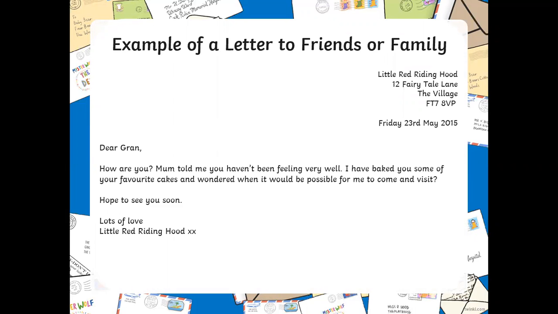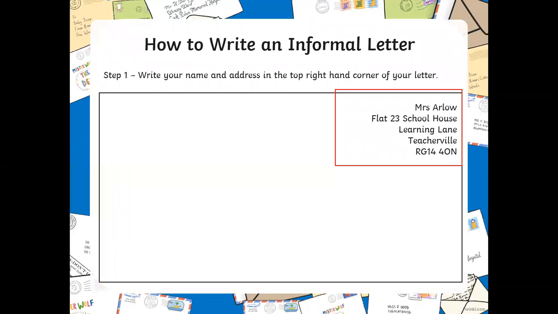When we write letters, there are certain steps we always follow, and today we're going to look at the first 4 steps we use when we write any letter. So step 1, write your name and address in the top right-hand corner of your letter. Here is my example. You can use the same address as mine, make up your own, or use your real address. You may need to ask an adult what that is.